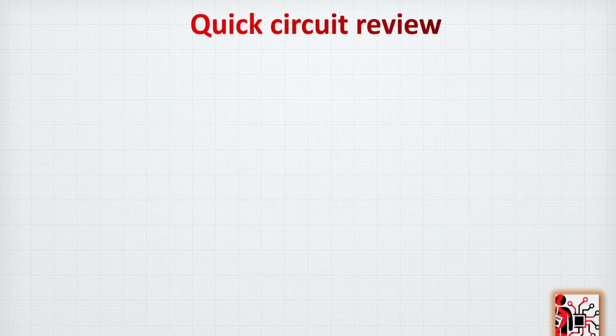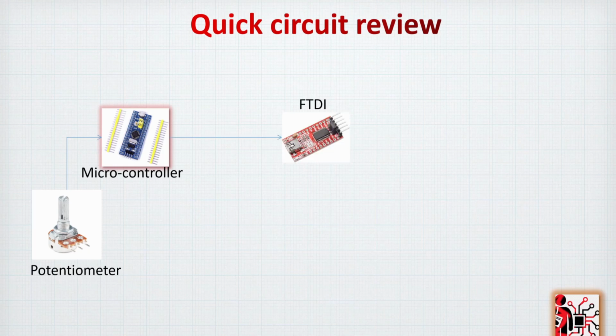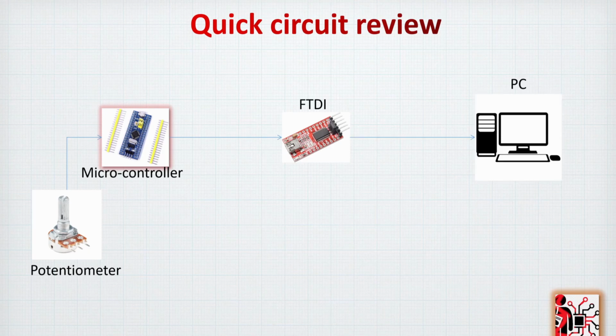Okay, so how does this circuit work? First of all, we need a microcontroller. Here I'm using the STM32. We're going to connect the STM32 to the potentiometer. This is from a different tutorial where we created the code inside the STM32 to read the value through the change of the potentiometer, and then connecting the STM32 to the FTDI to generate the communication with the PC.